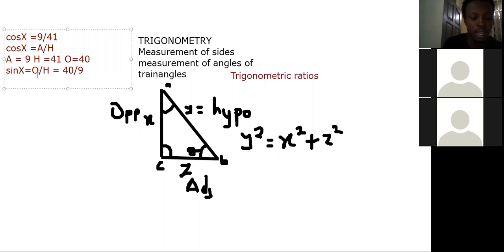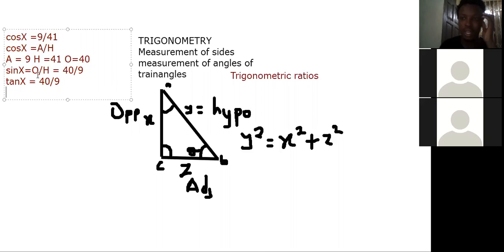What will be tan x? Opposite all over adjacent. So give me the numbers. I want the numbers. 40 over 9.